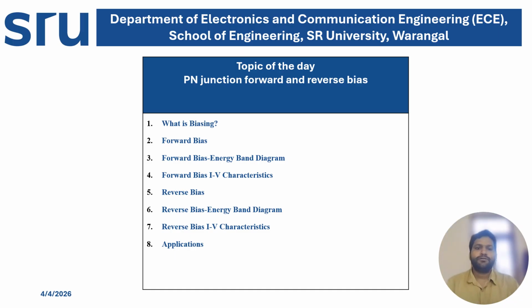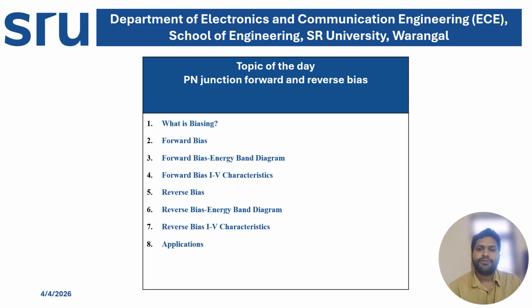So let us come to my topics. Today's topics are: what is biasing in a PN junction, types of biasing, forward bias, reverse bias, and IV characteristics and applications.